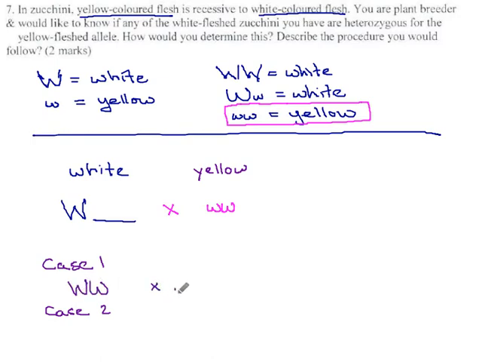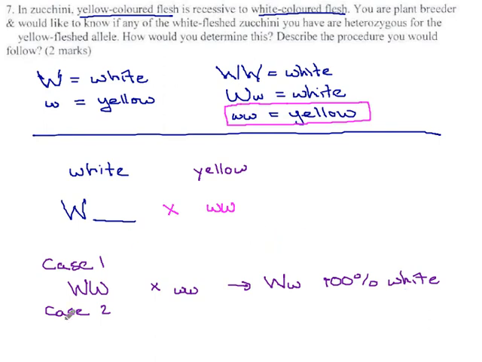And so when we cross it with little w, what do we get? Every single one of the offspring will be big W, and they'll be 100% white. If you have a double dominant allele like this, all your offspring will get it. It will be dominant and it will show in every single one of them.